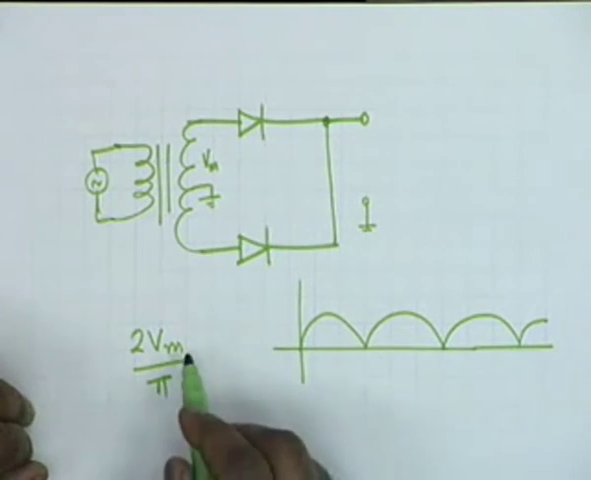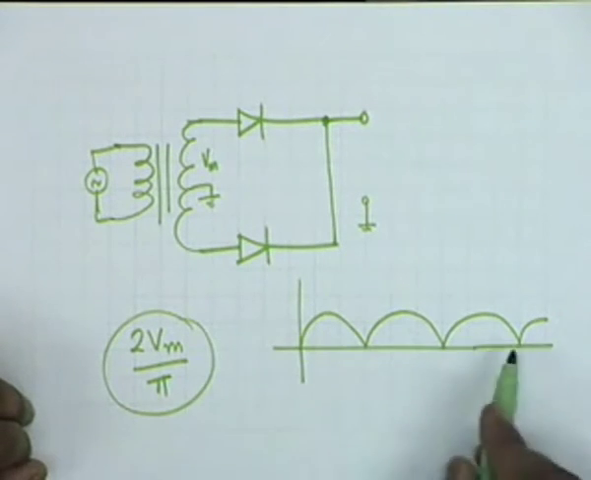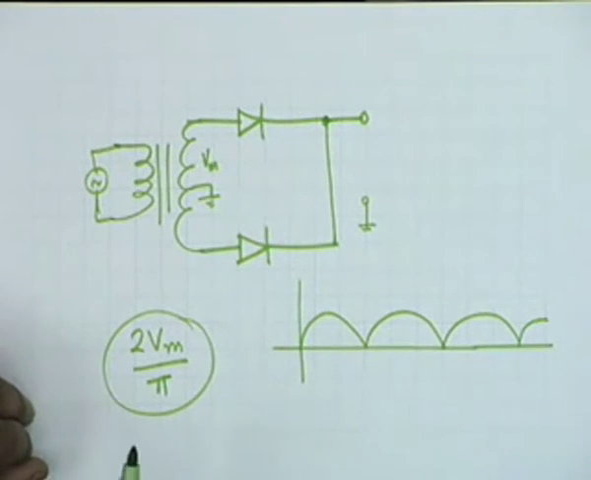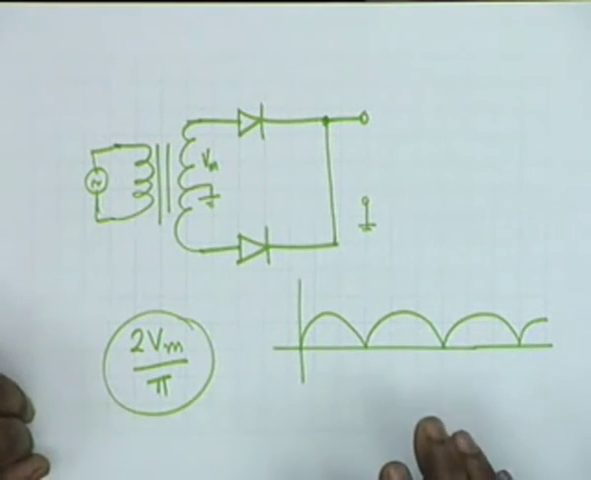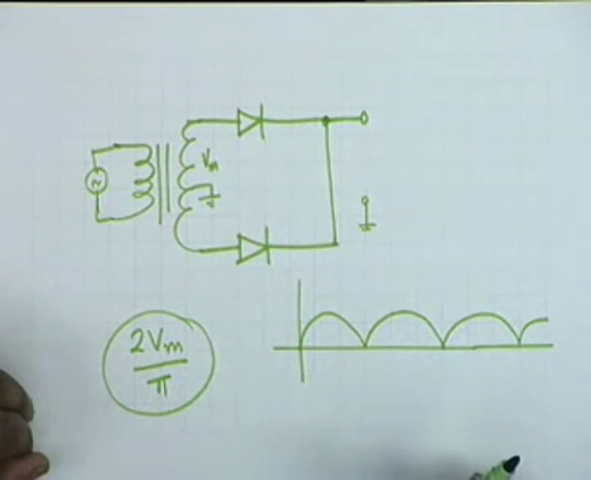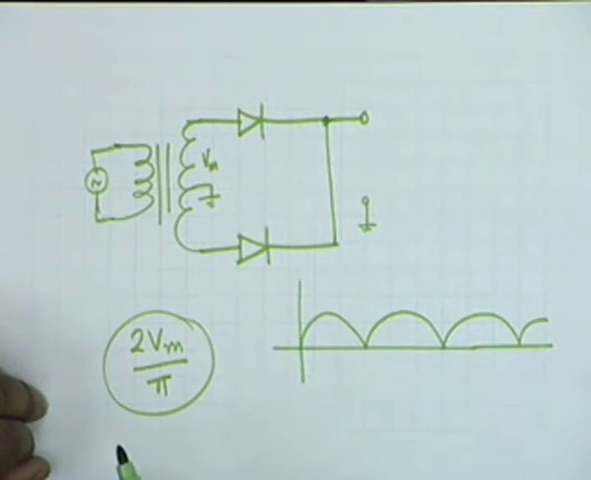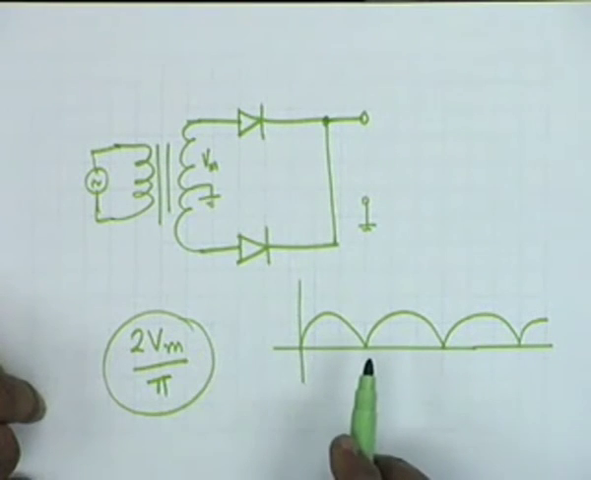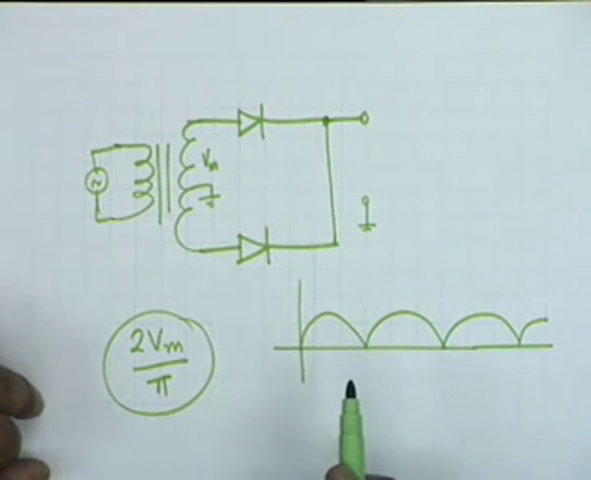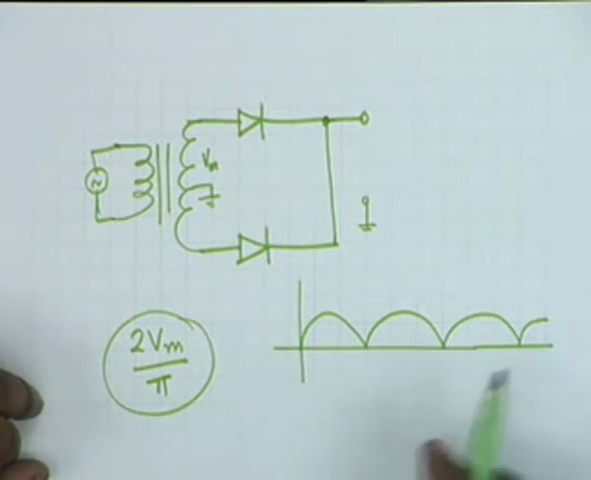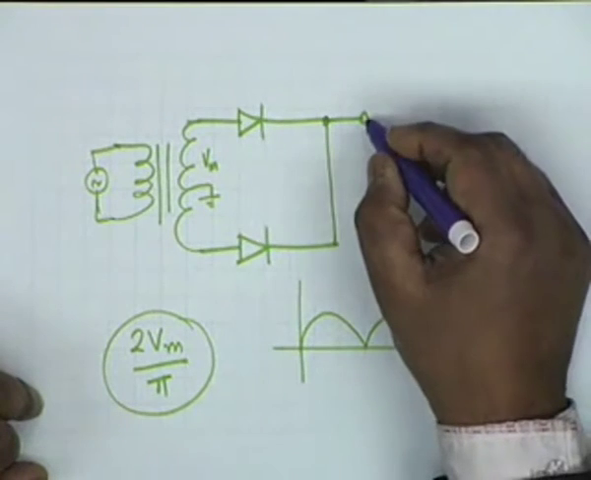Now we want only this DC, we do not want this fluctuating waveform, which is an AC, and therefore we must get rid of it. The whole waveform can be thought of as a DC of twice Vm by pi upon which is superimposed an AC. So we want to get rid of the AC, therefore we can use filtering. Obviously the filter that we should use is a low pass filter, and a simple filter could be like this.